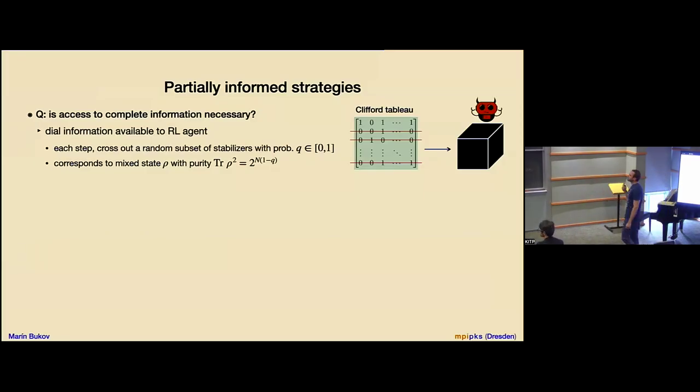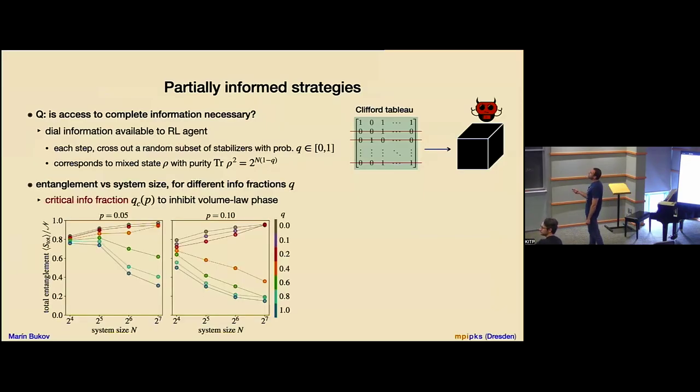And the question is, what happens with these transitions as we dial Q? So what I'm showing you here is, again, the total entanglement, but this time as a function of the system size, in powers of 2. And the different curves, different colors, correspond to different values of this information fraction Q. Okay?